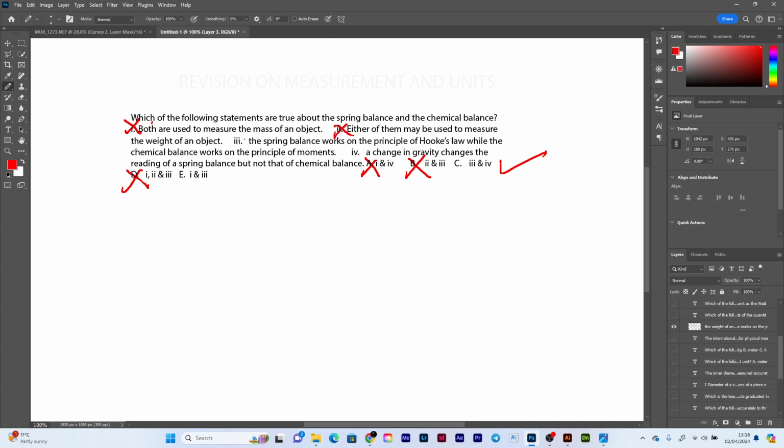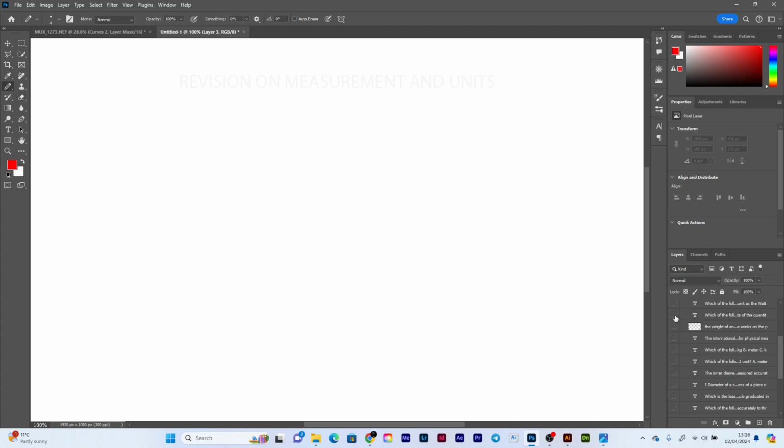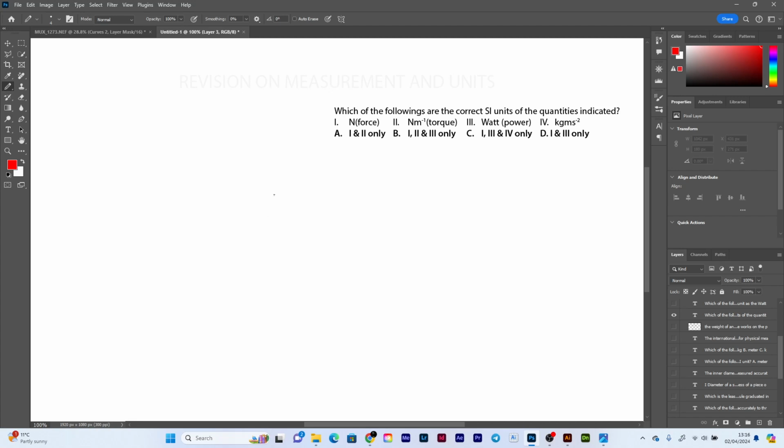And when you look at Roman figure 3, the spring balance works on the principle of Hooke's law. That's correct. We talk about that. While the chemical balance works on the principle of moments. Correct. And Roman figure 4, a change in gravity changes the reading of a spring balance, but not that of a chemical balance. Of course, I told you that. I said mass is constant, weight varies. So weight varies because of the change in gravity. So I think I summarized this topic well. Guys, you have to kill JAMB this time around. I'm happy to be showing you all of this.